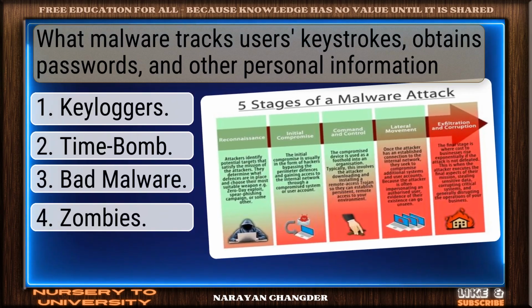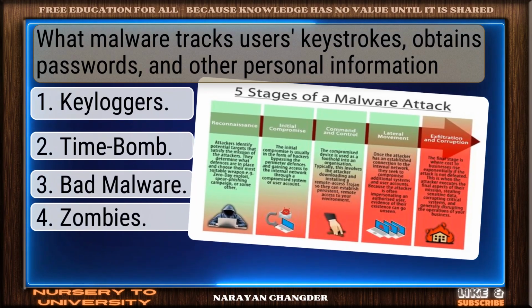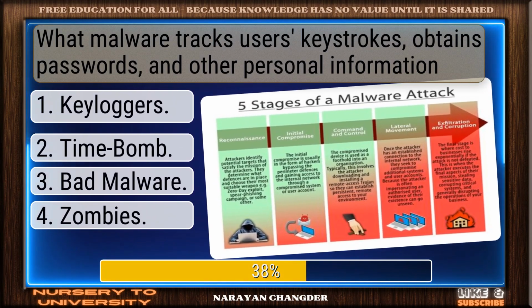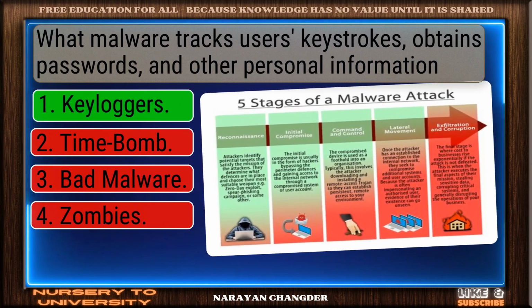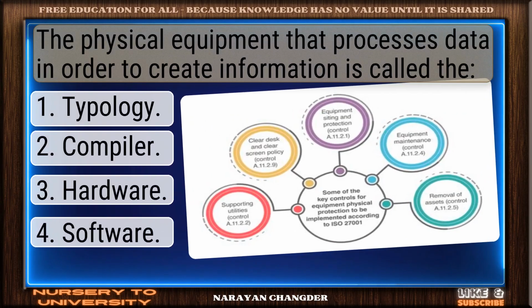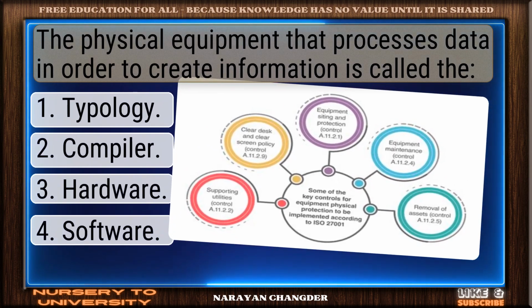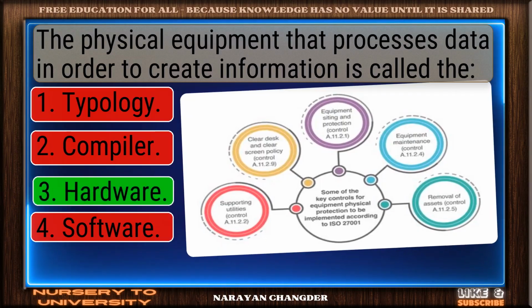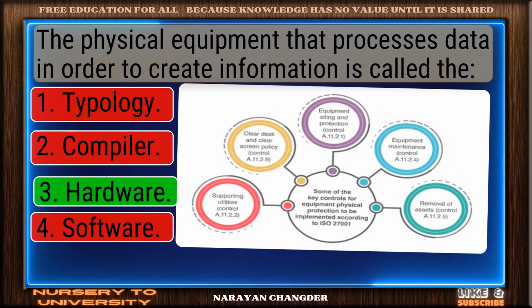What malware tracks users' keystrokes, obtains passwords, and other personal information? Good job. Keyloggers works well. The physical equipment that processes data in order to create information is called the. On track. Hardware is correct.